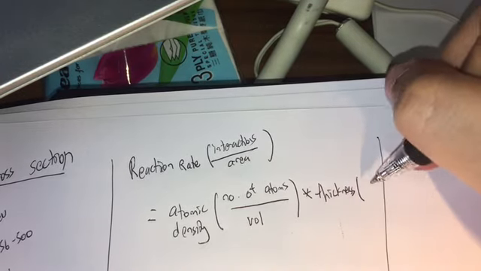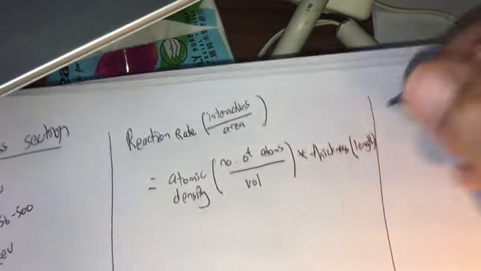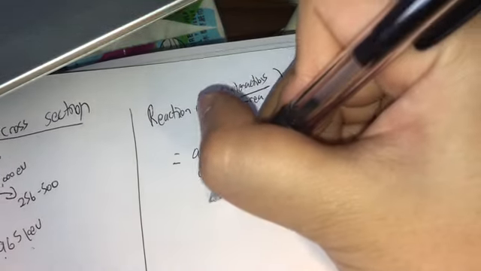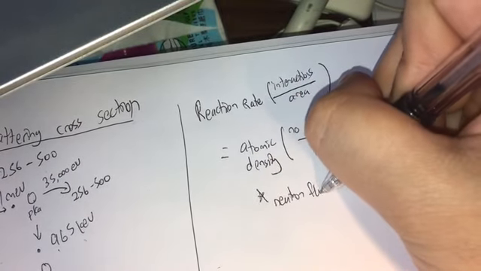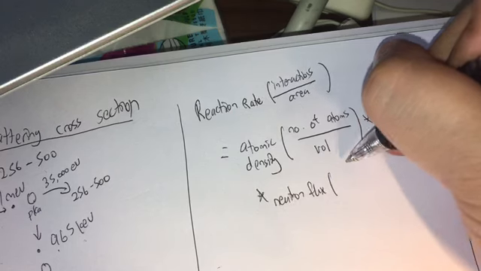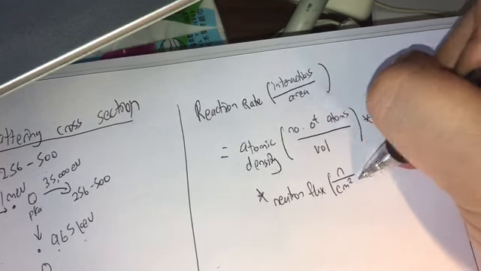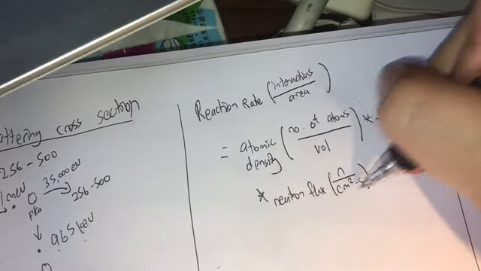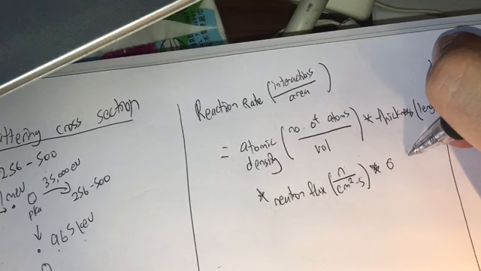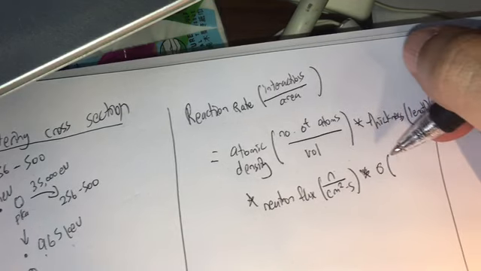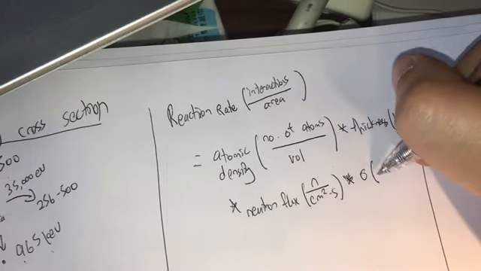Thickness, let's say in length, and we multiply that by the neutron flux in neutrons per cm squared per second, or neutrons per area per second, times a constant of proportionality. We just call it sigma. And sigma, if you consider all these units, will be in units of area.